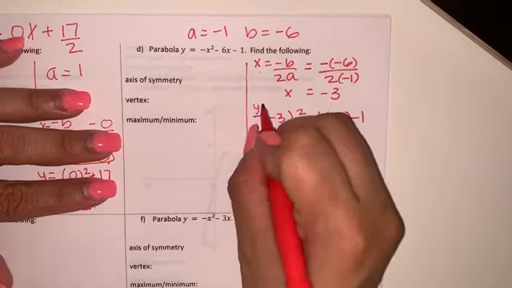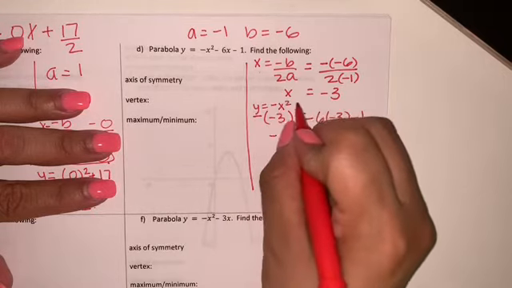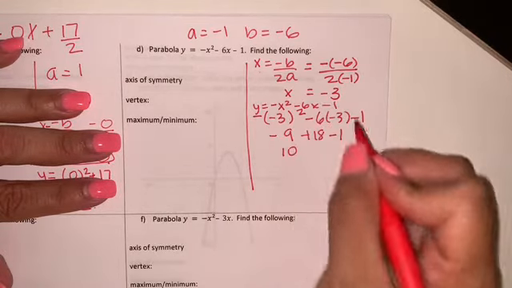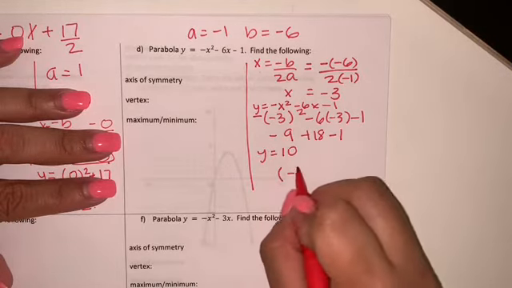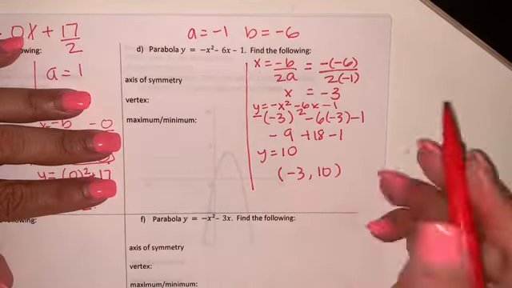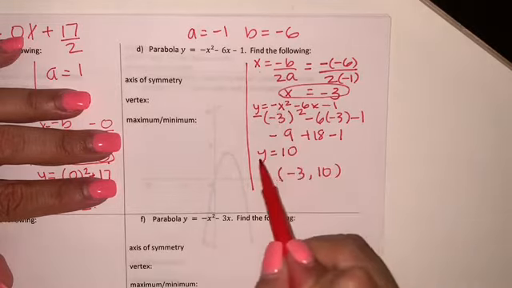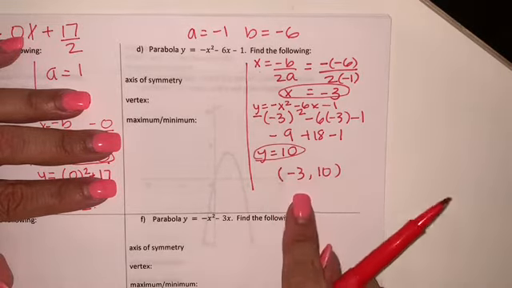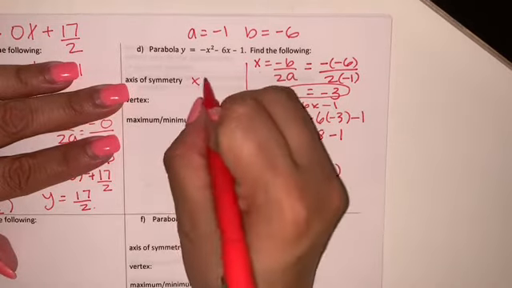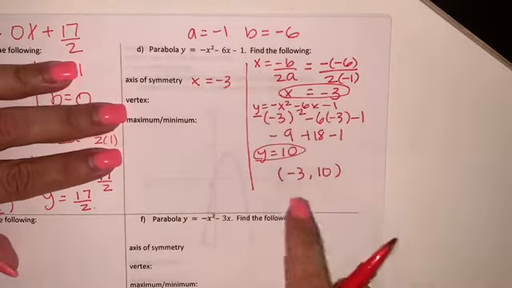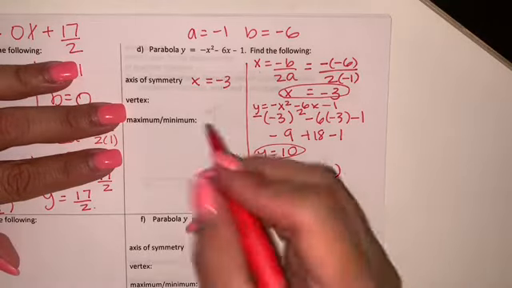So remember, it was y equals negative x squared minus 6x minus 1. So y equals 10. And then I'm going to get negative 3 comma 10 when I put my x and my y together. All right, so axis of symmetry is just the x. X equals negative 3. My vertex is negative 3, 10.